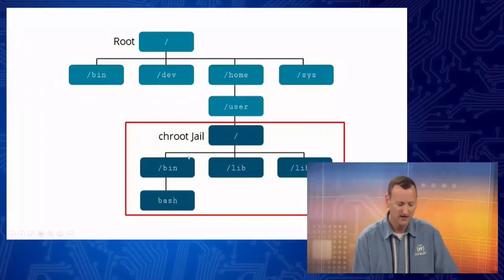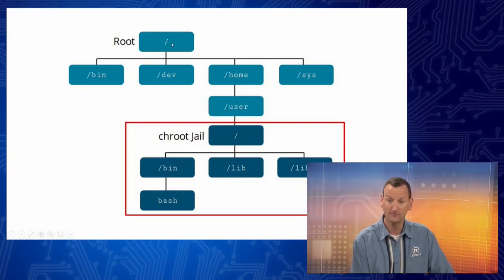So if the attacker breaks in and takes over Apache, that's all they get. They can't go and target the rest of the system. Let me show you a diagram of what this looks like. Normally when you look at your file system, you have your root folder, and then you have other things underneath it, like /bin, /dev, and so on.